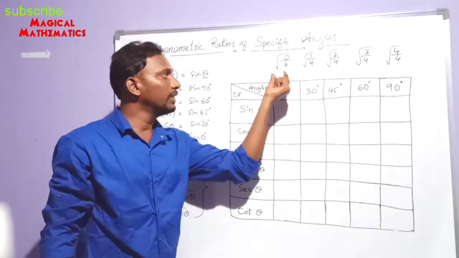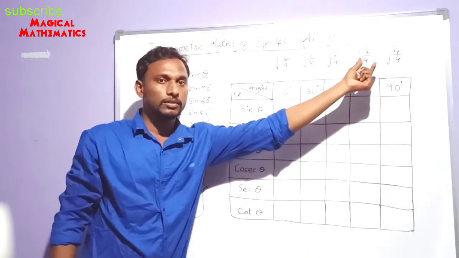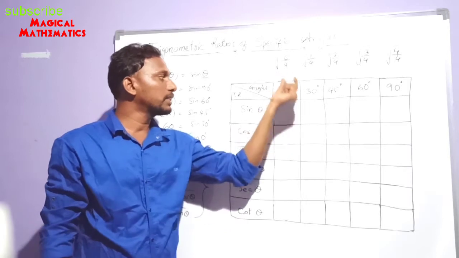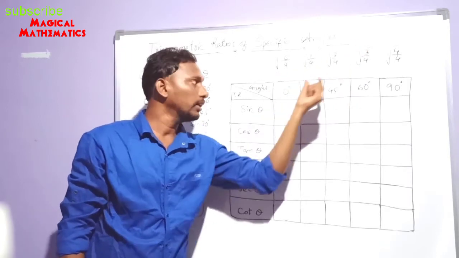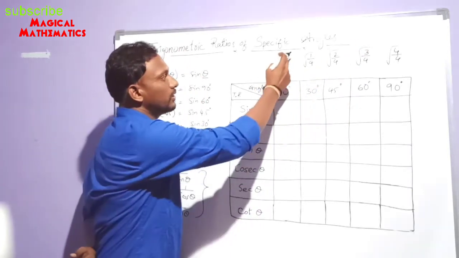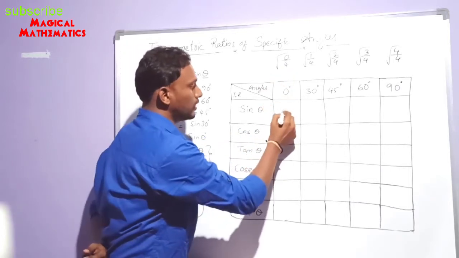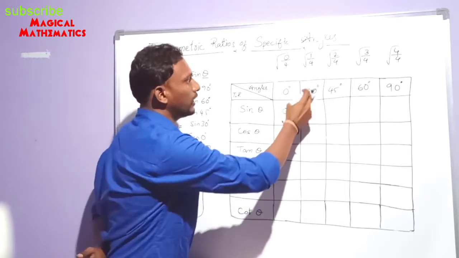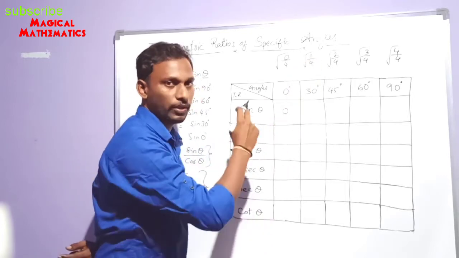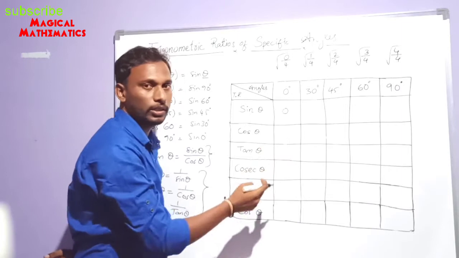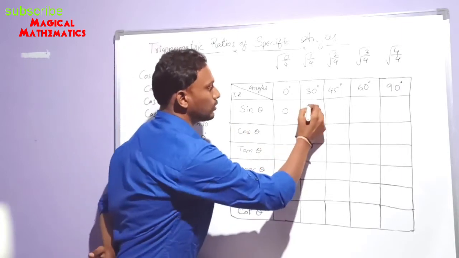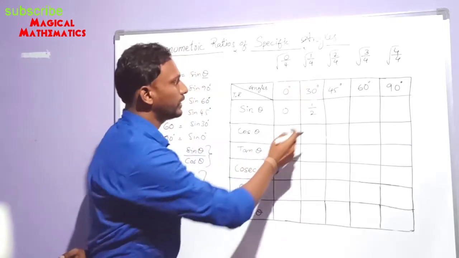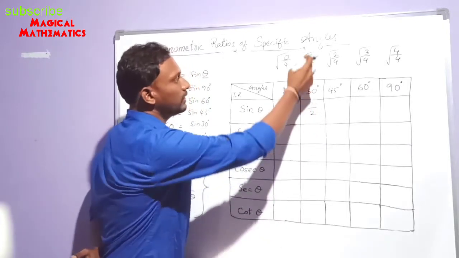Okay, so these are only the values of sine for the specific angles. Take 0 by something, it is always 0 only, so sine 0 is 0. Now see here, 1 by 4. The square root of 1 by 4 is nothing but 1 by 2 only, since the square root of 4 is 2, and the square root of 1 is 1 only. So sine 30 is 1 by 2.